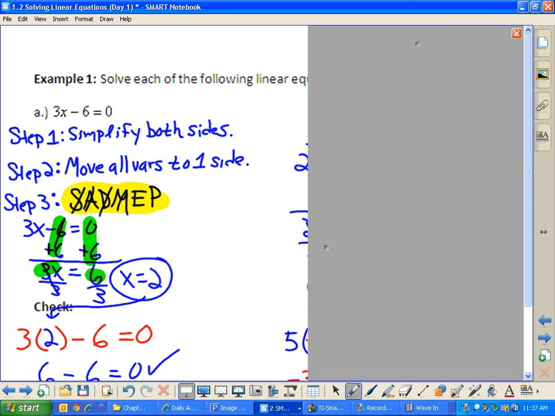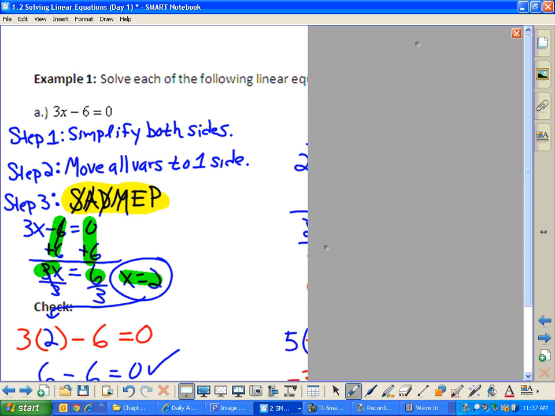Now I have to undo that 3 times x. I have to get rid of that 3, right? So in order to undo the multiplication, we just divide both sides by 3. Dividing both sides by 3, 6 divided by 3 is 2. So we get an x value of 2 for what looks like is my final answer.